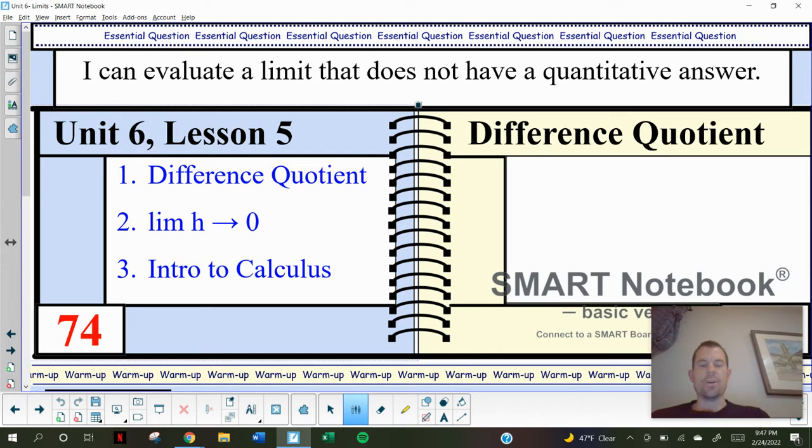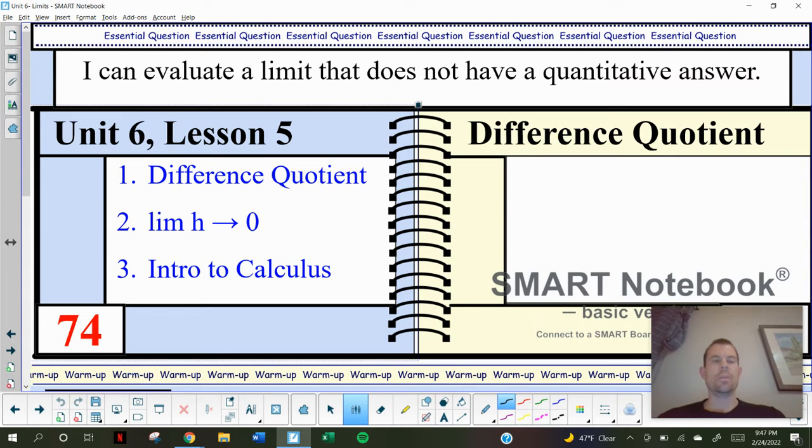So today is our last lesson on limits, and we are learning something called the difference quotient. Everything we've been doing is kind of coming together today for our final really limit lesson. So go ahead and pause the video, get caught up on your interactive notebook, click play when you're ready to go, and we'll get started from there.